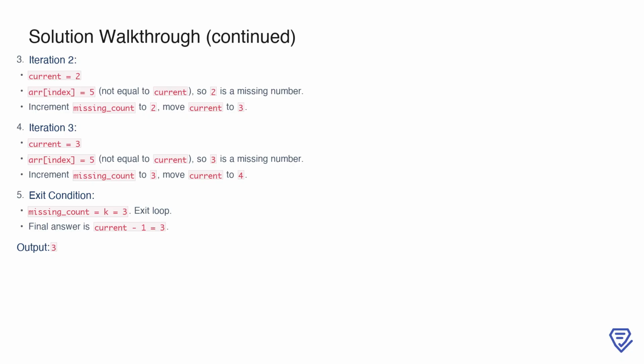Next, in the second iteration, current is 2, and the array value at index 0 is still 5. This means 2 is a missing number. We increment missing_count to 2 and move current to 3. In the third iteration, current is 3, and the array value at index 0 is still 5. Since 3 is also not in the array, it is another missing number. We increment missing_count to 3, which matches k. At this point, we exit the loop, and the answer is current minus 1, which is 3. Therefore, the third missing positive number is 3.